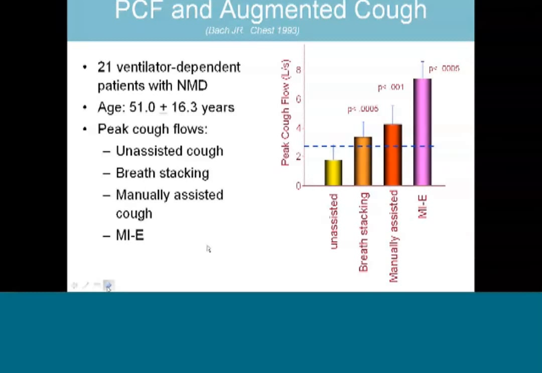And as I said, if that fails to improve the cough strength so that the secretions can be cleared, you would consider using mechanical insufflation exsufflation. Next slide, please.